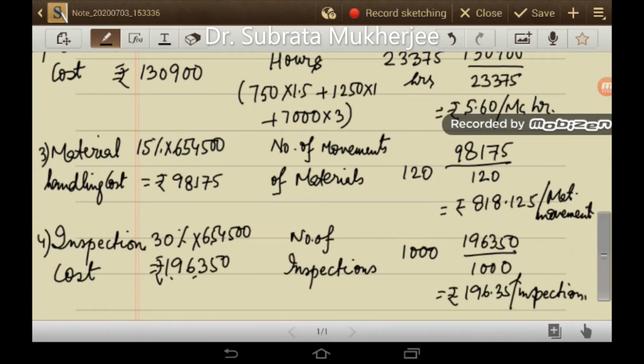And material handling cost, 15% of 6,54,500, is 98,175. The number of movements of material is 120, which is given in the question, and the rate is 98,175 divided by 120, which is rupees 818.125 per material movement. And similarly for inspection cost, the total inspection cost is 30% of 6,54,500, which is 1,96,350. The number of inspections given in the question is 1,000. So the inspection rate is 196.35 per inspection.